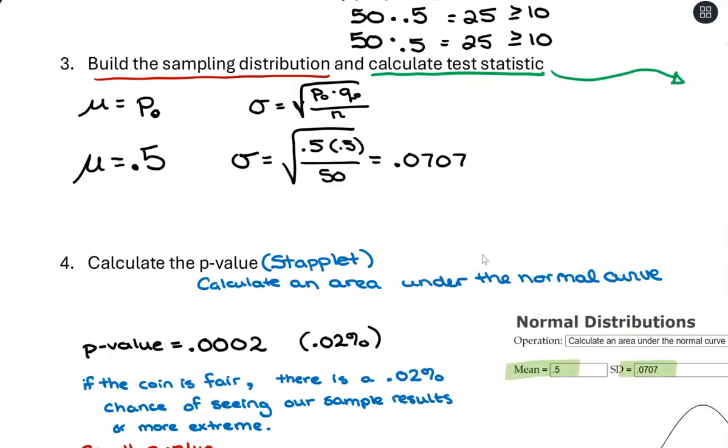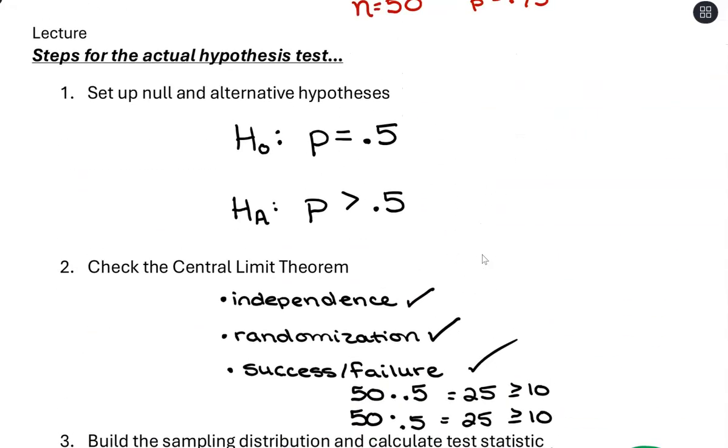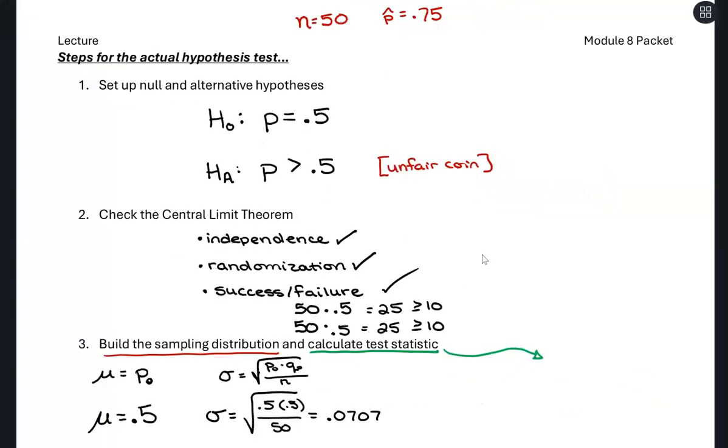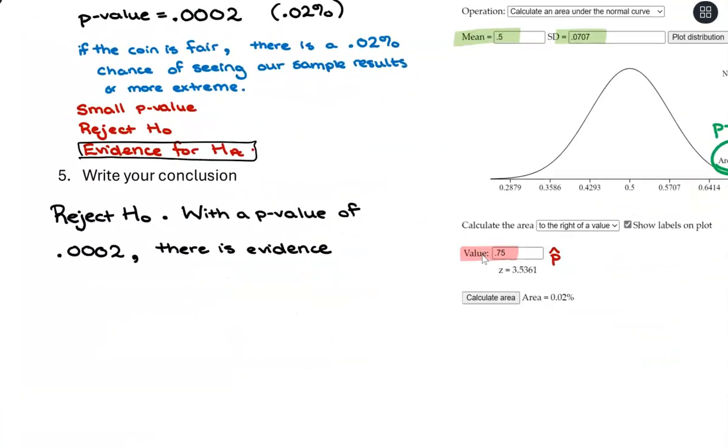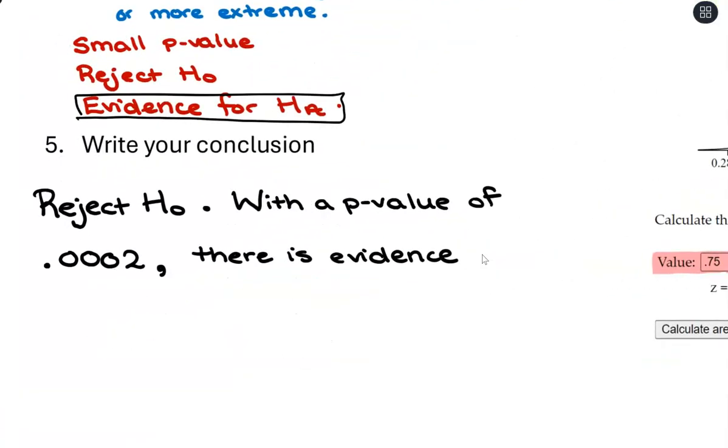In this case, when I'm looking at this p more than 0.5, what that's representing in context is an unfair coin. And that's how you want to phrase it, so that people could read that sentence and understand what we proved here. Okay, so there is evidence the coin is unfair.